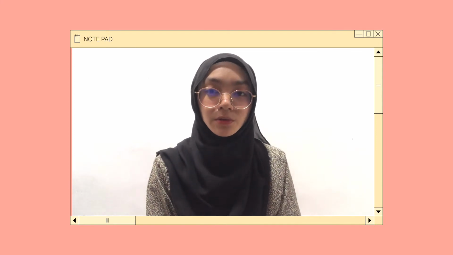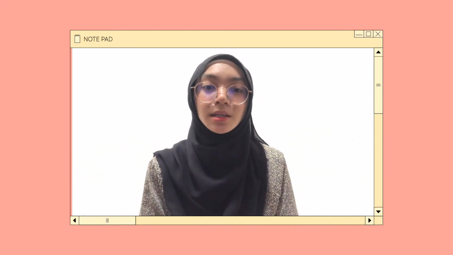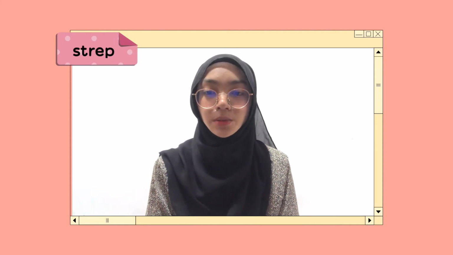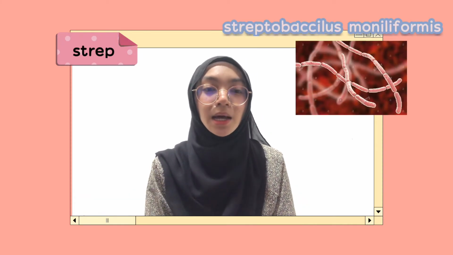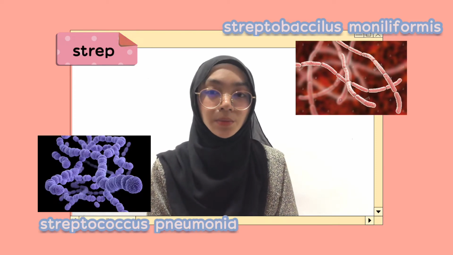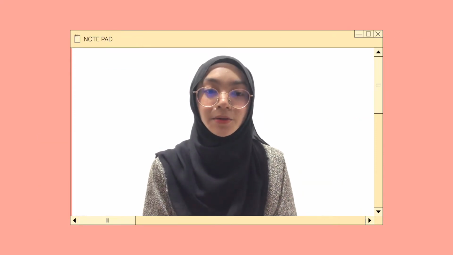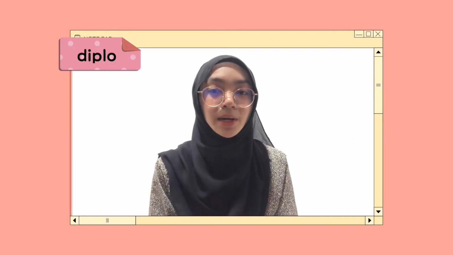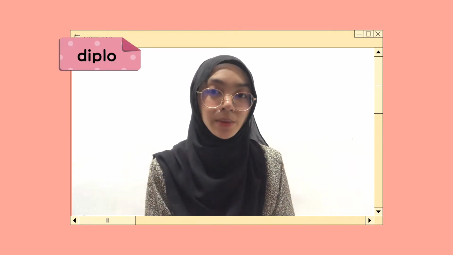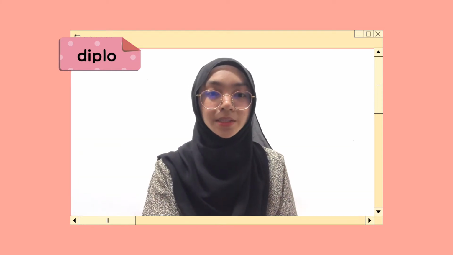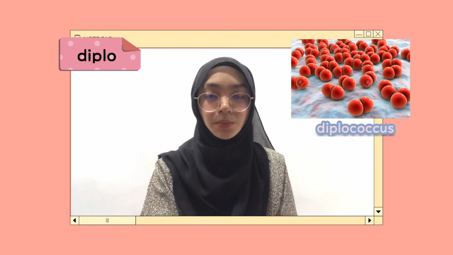Next, when bacteria form chains as they grow, they are described as the strep arrangement, as in Streptobacillus moniliformis and Streptococcus pneumoniae that cause pneumonia. Lastly, we have the diplo arrangement of bacteria, which happens when the bacteria grow in pairs. One of the examples of this bacteria is the Diplococcus bacteria.